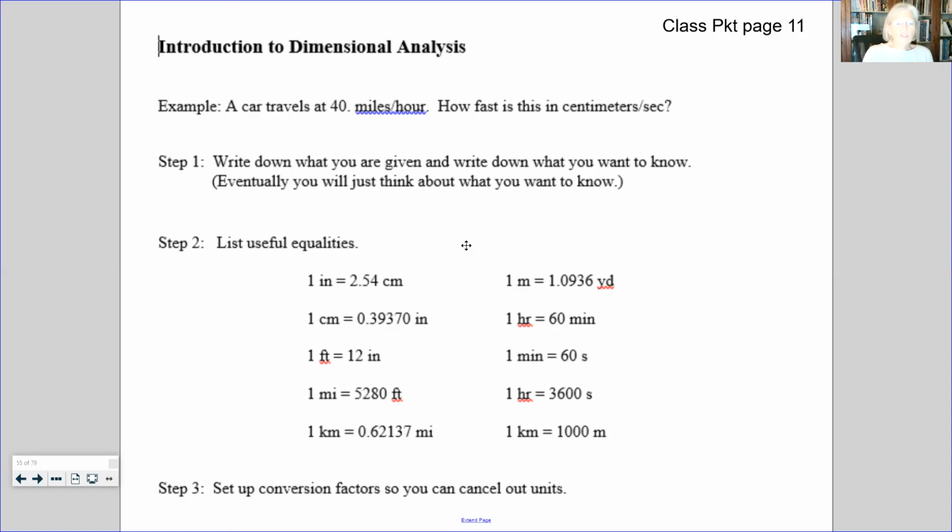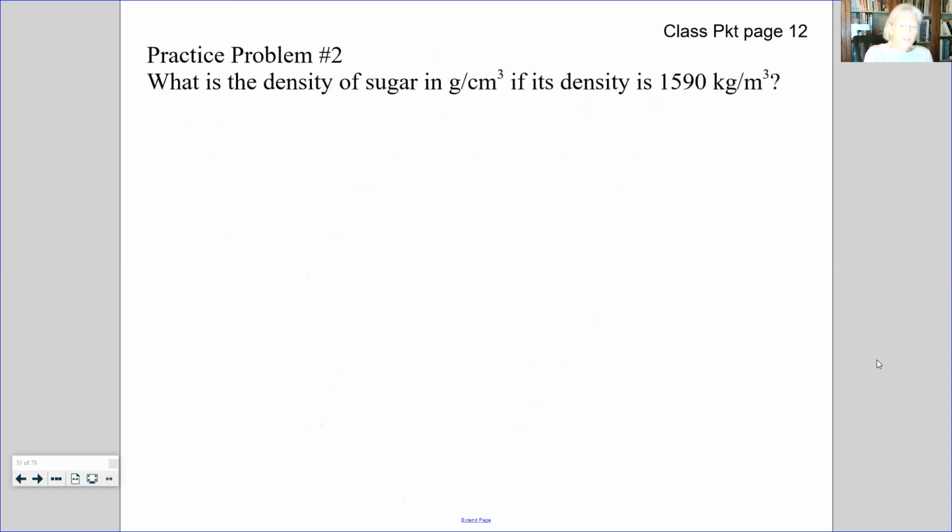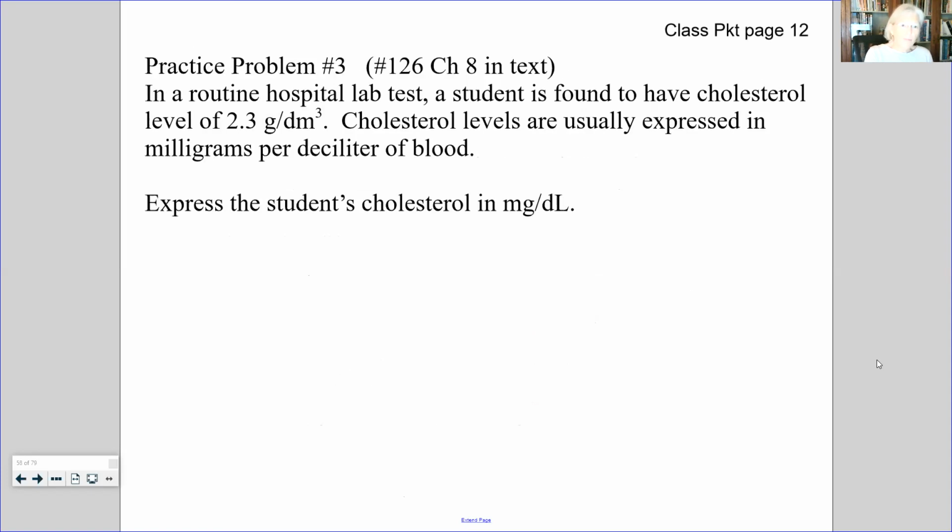So you have to choose the equality that helps you convert miles into centimeters and hours into seconds. These equalities are then set up into conversion factors and dimensional analysis is done. You may look up the solutions to this problem on page 12 in Schoology. I worked this very slowly in class today. Same with problem 2 and problem 3.